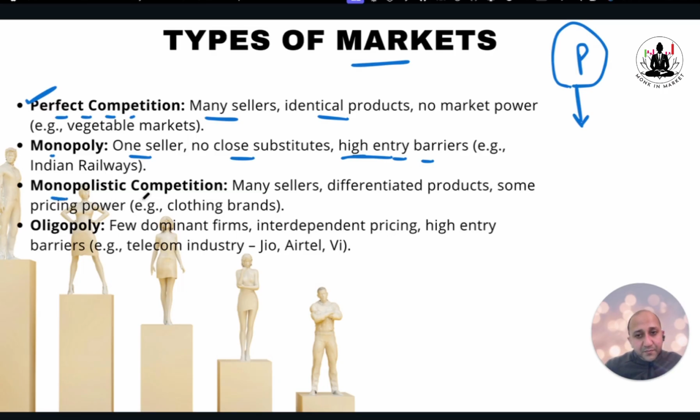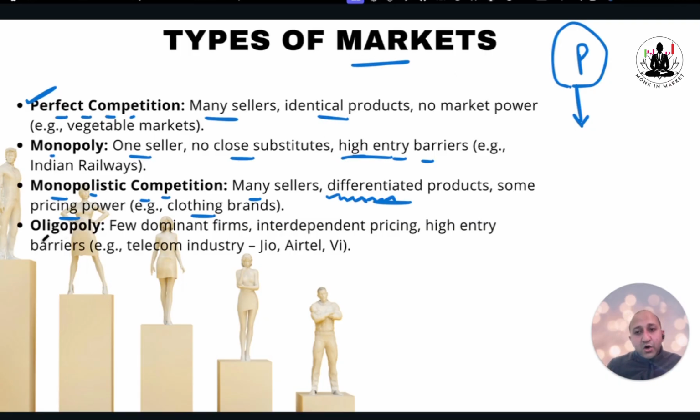Now, monopolistic competition. There are many sellers. They are selling differentiated products. Differentiated means different types of products and different pricing. Take clothing brands, guys. There are multiple clothing brands, so many sellers. Zara is there, H&M is there. They are selling differentiated products. This differentiation is very important over here. All of them are selling clothes, but all of them are selling differentiated clothes. This is called monopolistic competition. So in which type of market you are going to enter, you have to decide right before the production itself.